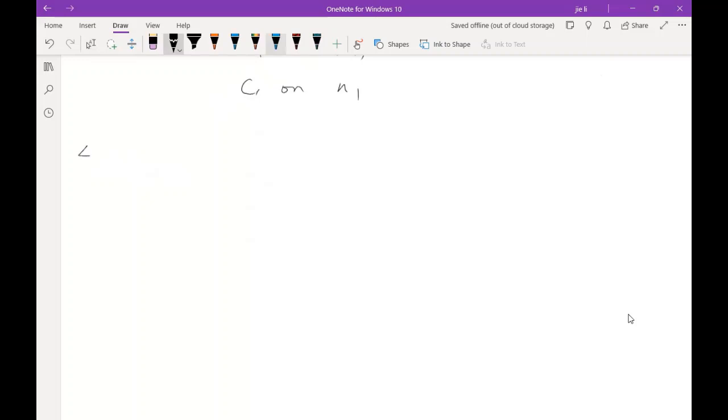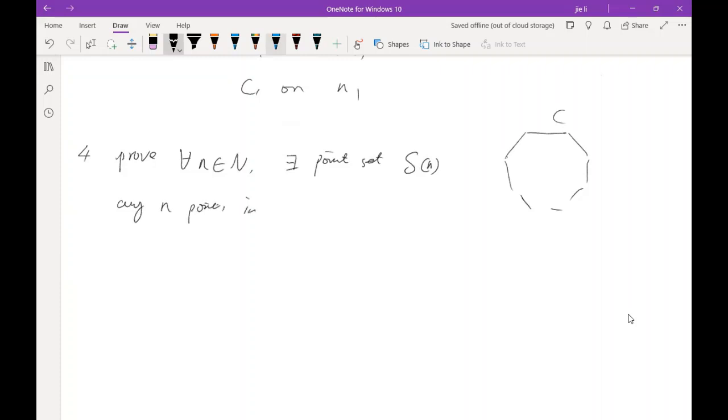Okay, let me give you another one. Suppose you have a regular n-gon, and we call this C. Then you are asked to prove that for any positive integer n, there exists a point set Sn such that any n points in Sn can be covered by C, but Sn itself cannot be covered by C.